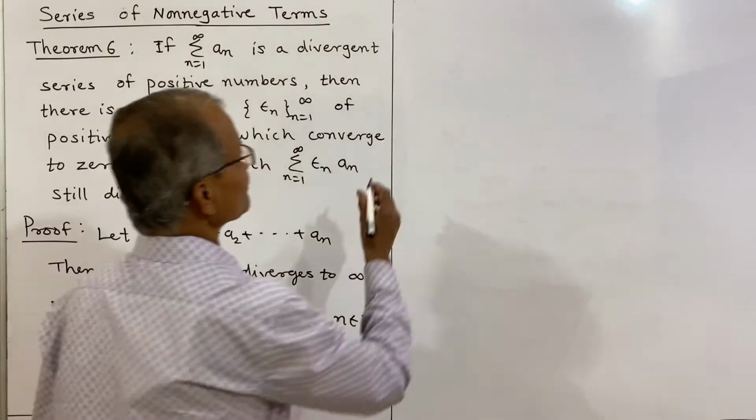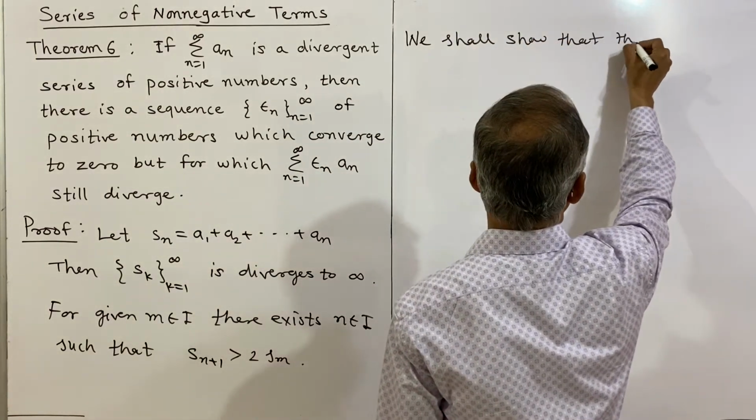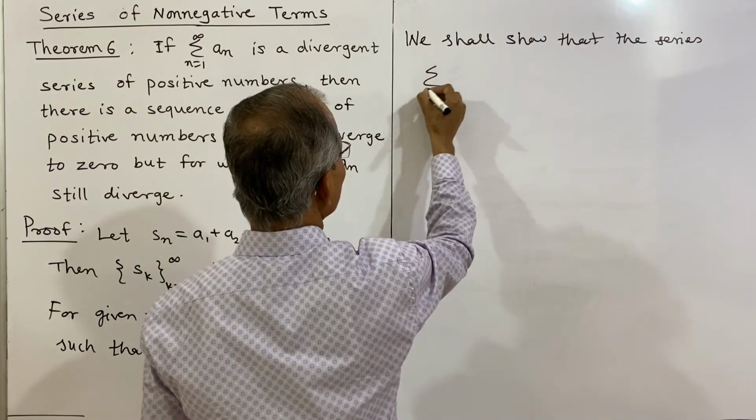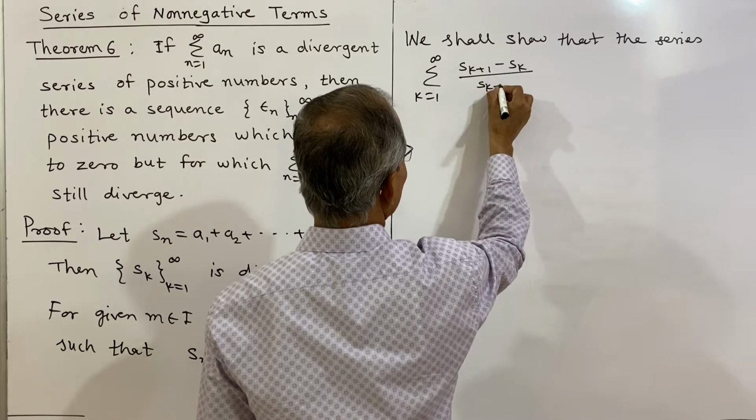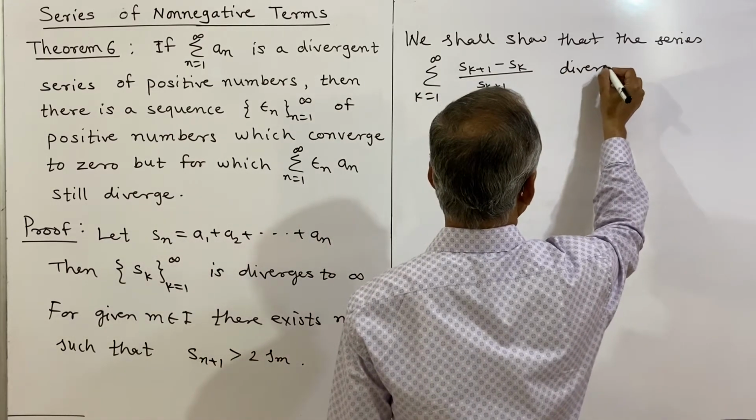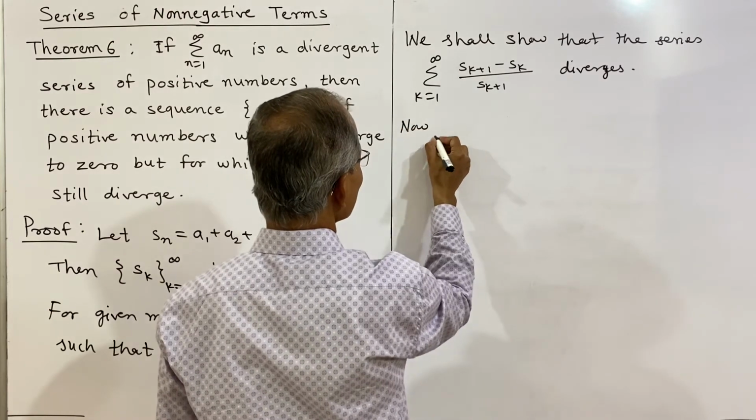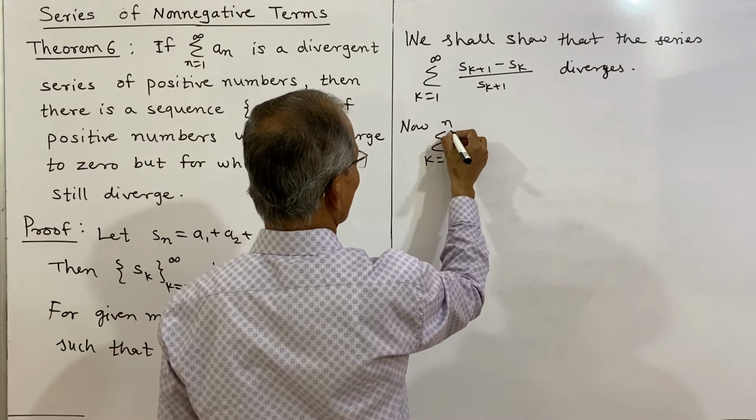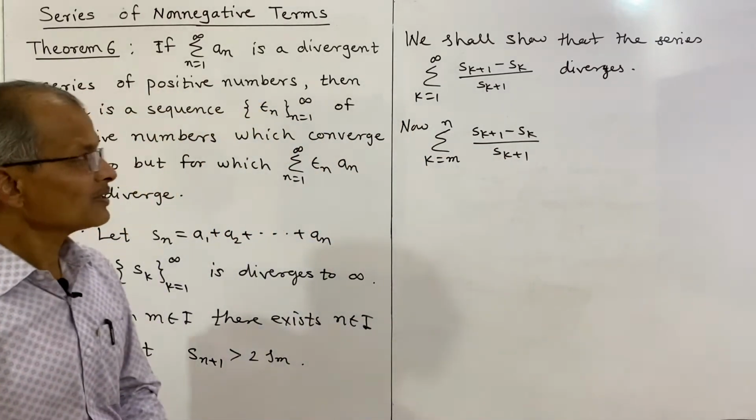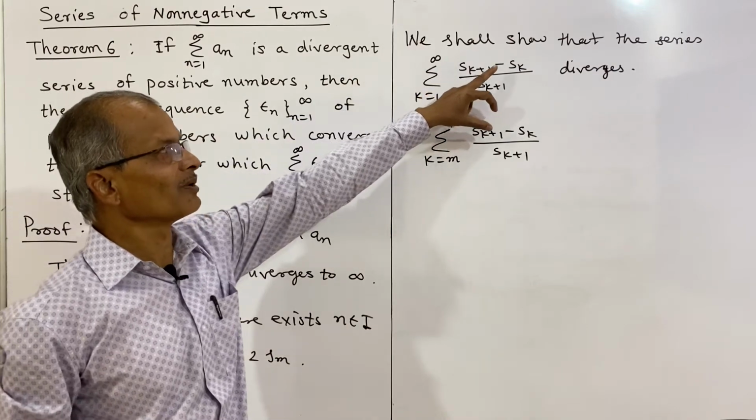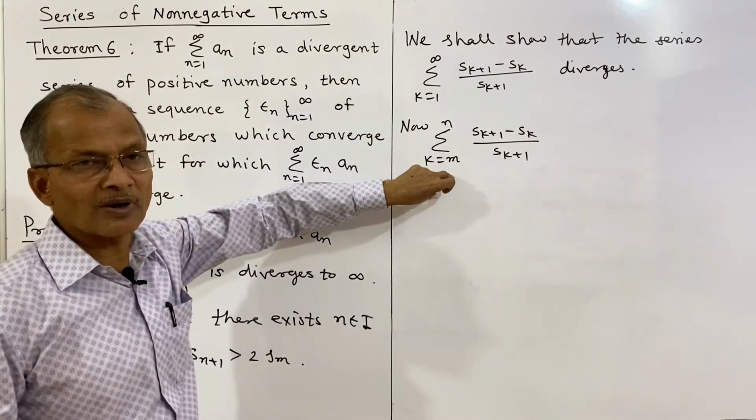And now we will consider the series. We shall show that the series, as k takes values 1 to infinity, of (S_{k+1} minus S_k) divided by S_{k+1}, diverges. This we shall show. And for that purpose we now consider the partial sum, as k takes values m to n, of (S_{k+1} minus S_k) divided by S_{k+1}. We are purposefully considering this series, and here the sum is finite, from m to n, while the series is infinite.